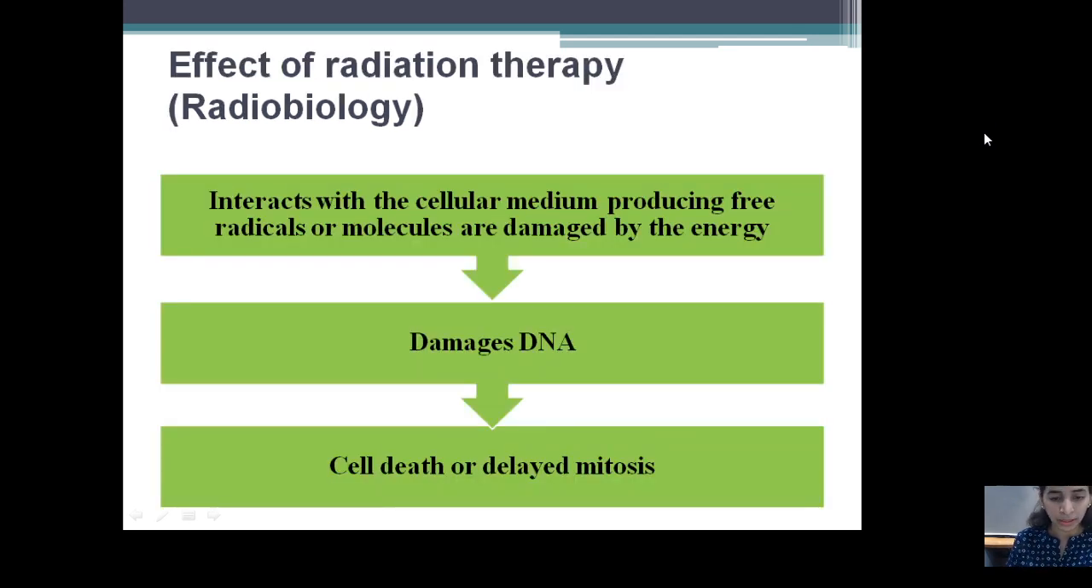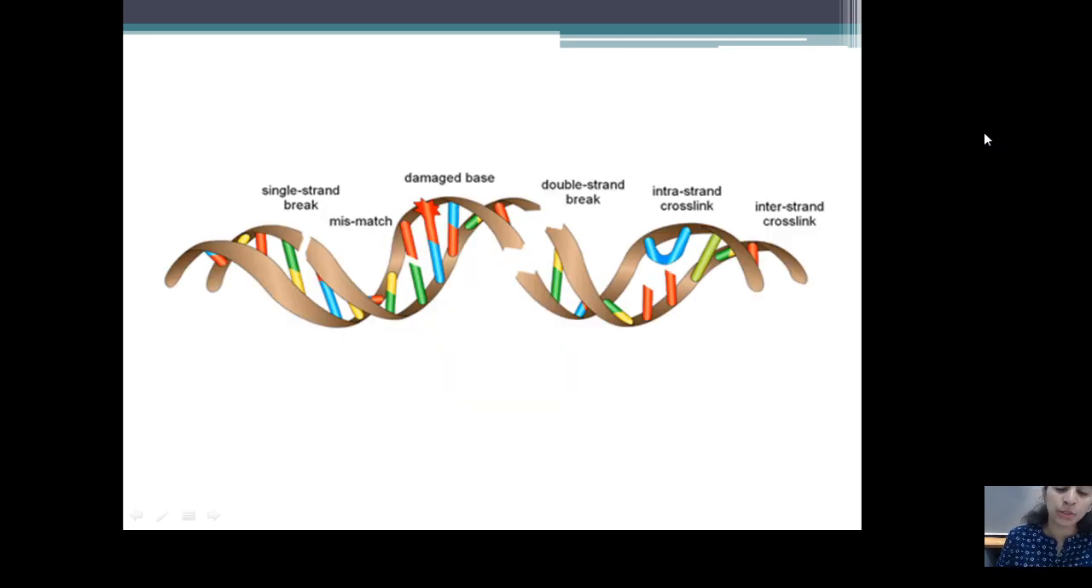So according to target theory, we have two types of effects: a direct effect and an indirect effect. Radiation interacts with the cellular medium producing free radicals, which is an indirect effect, or molecules are damaged directly by the energy, which is a direct effect. As a result there will be damage to DNA, which will result in cell death or delayed mitosis. Okay, so this is how it happens.